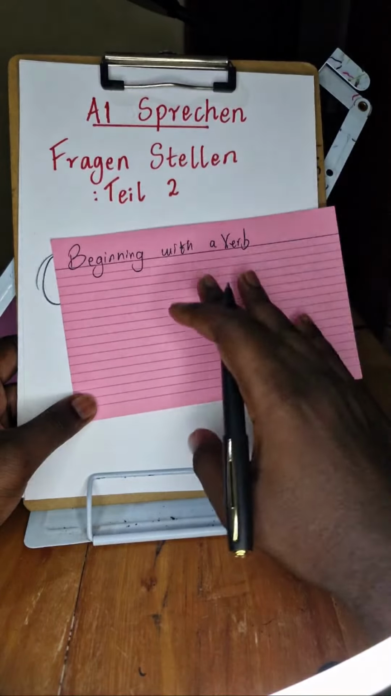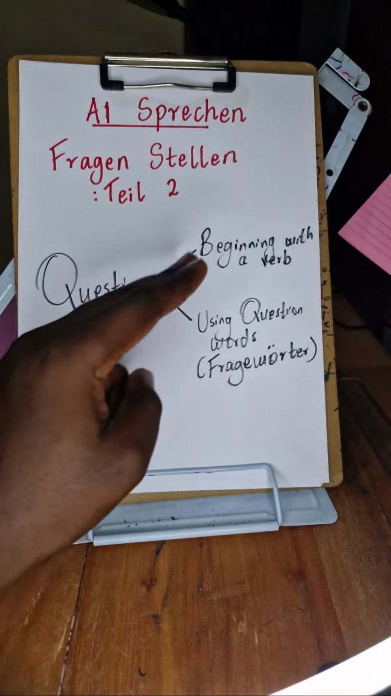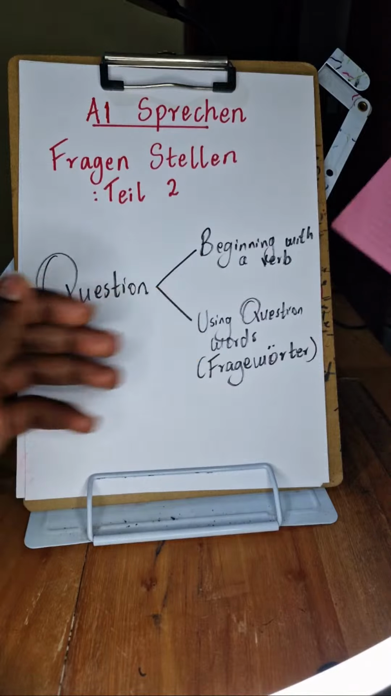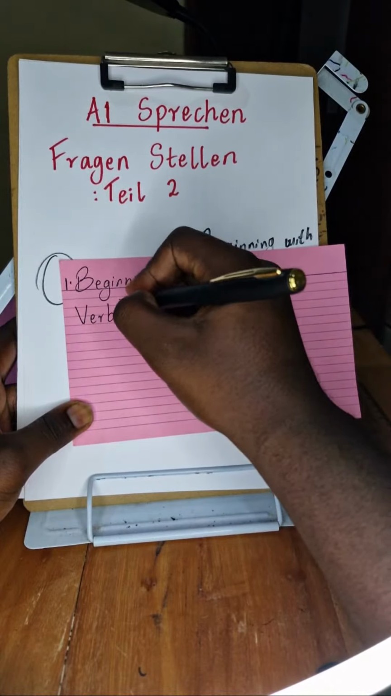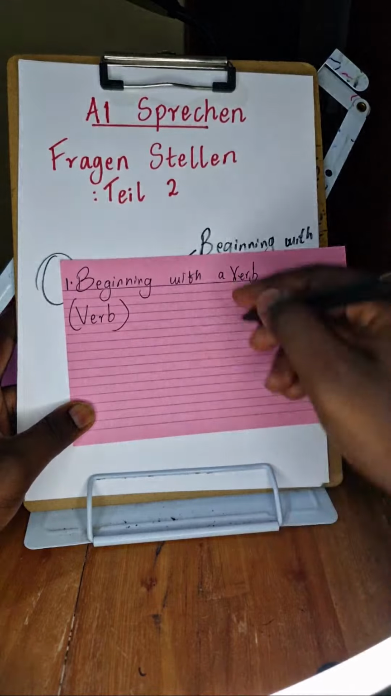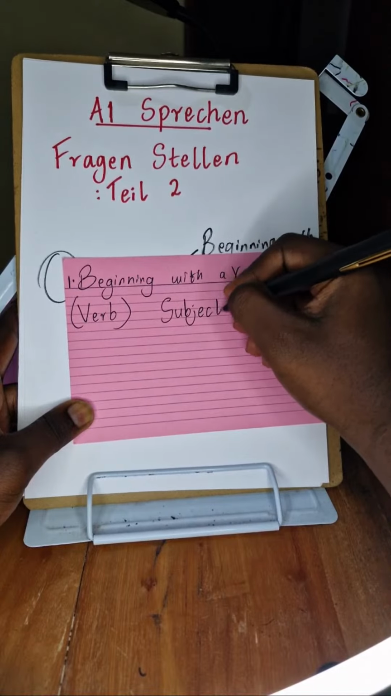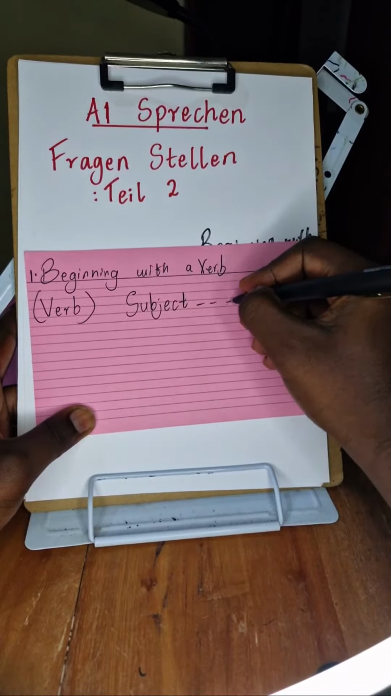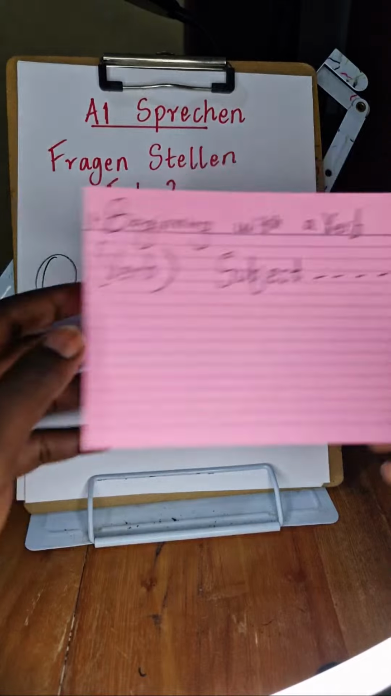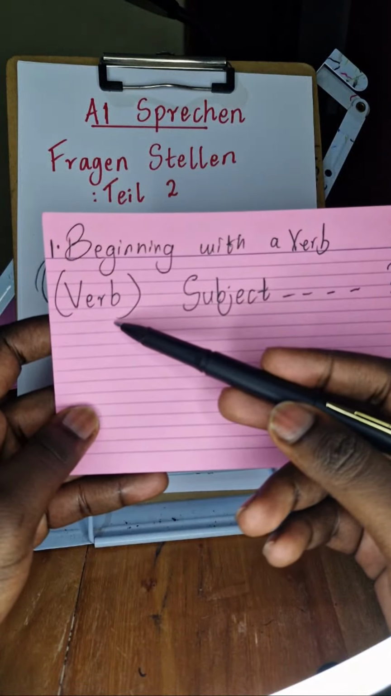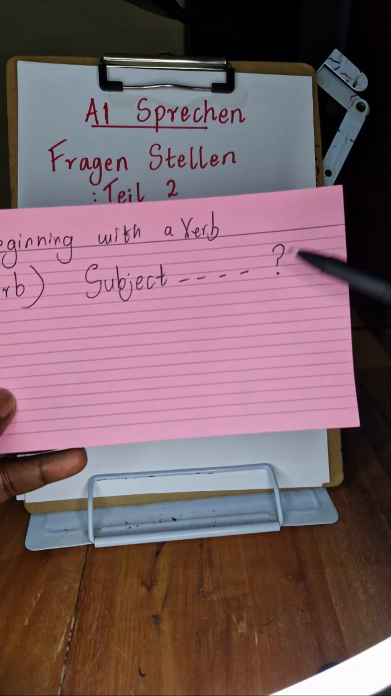Right, so beginning with a verb. How can I form questions beginning with a verb? In this method, I would simply begin with a verb like this. And then afterwards, I follow with the subject. Anything else comes at the end of the sentence. So you first of all begin with the verb and then you follow with your subject. Anything else comes at the end of the sentence.